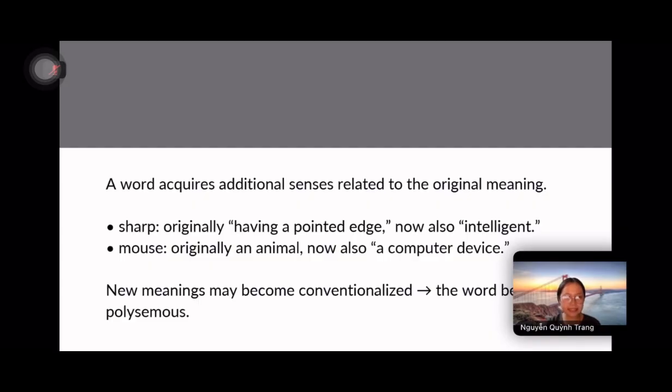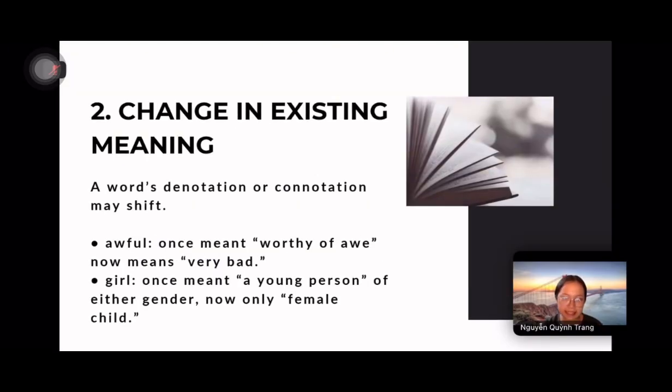Next is change in existing meaning. A word's denotation or connotation may shift. For example, awful once meant worthy of awe, but now means very bad. Girl in the past meant a young person of either gender, but now only means a female child.